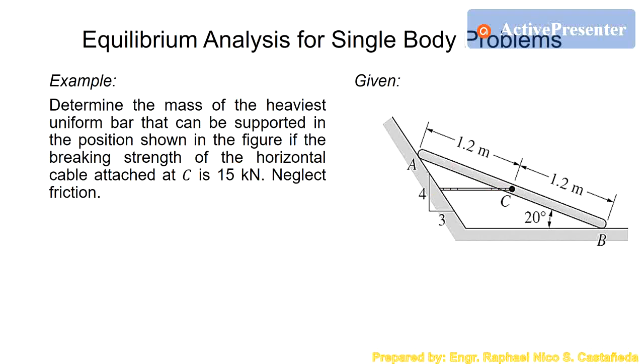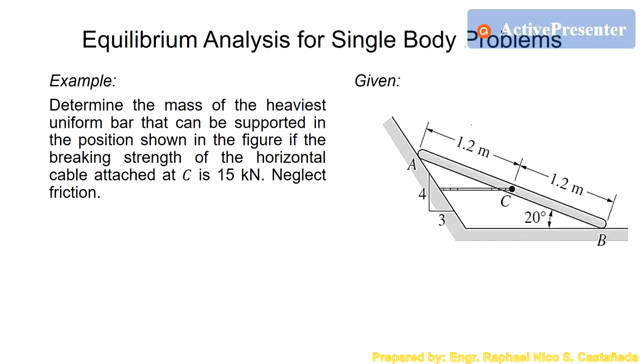So, what will happen is, if the cable breaks, the rod will slide in this direction. This point right here will go downward, and this point right here will go downward because we will not have this cable anymore because it will break. The question is to determine the heaviest bar that can be supported so that the cable here will not break or is on the verge of breaking.